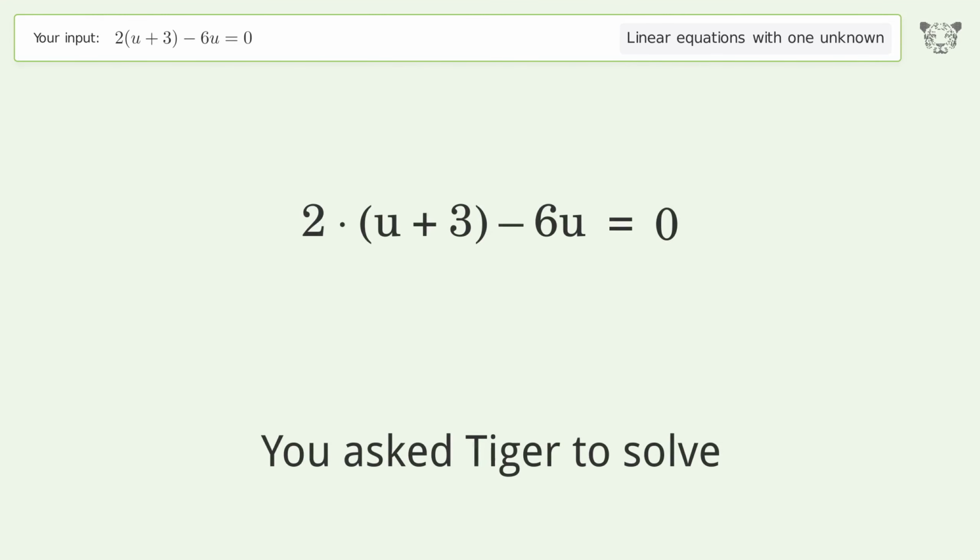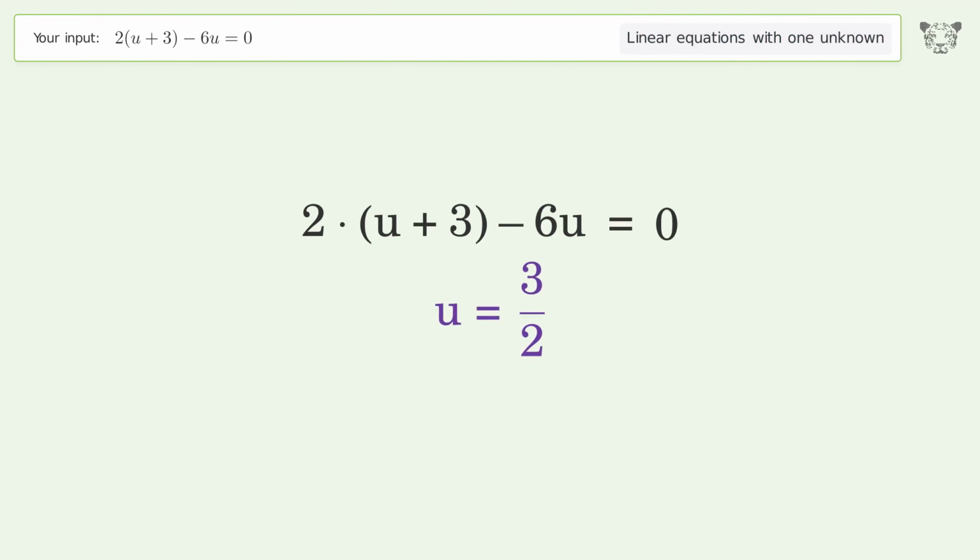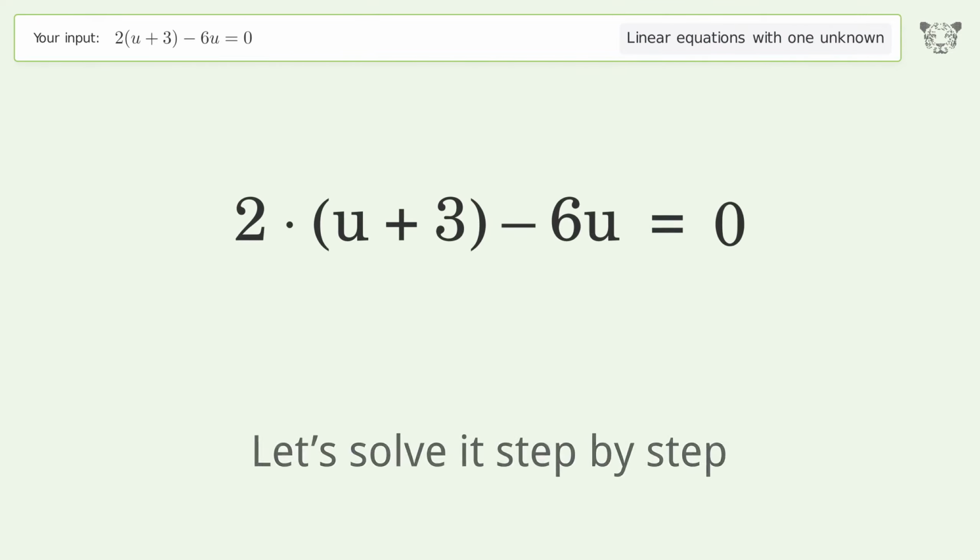You ask Tiger to solve this. This deals with linear equations with one unknown. The final result is u=3/2. Let's solve it step by step.